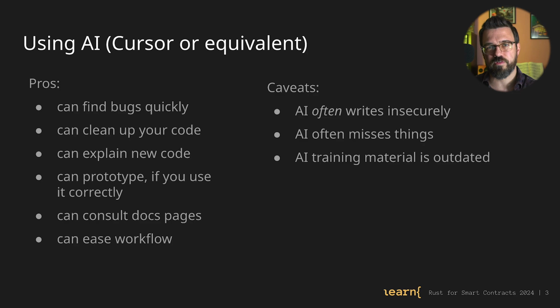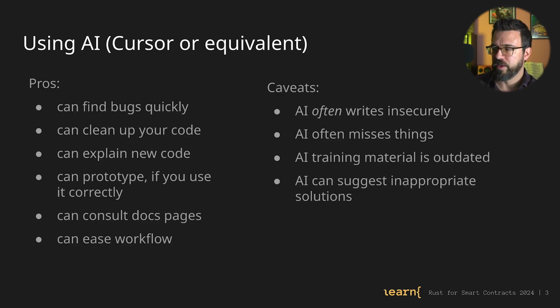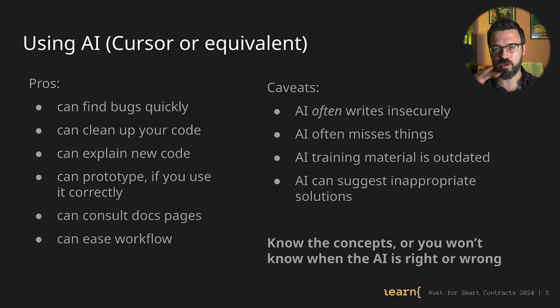Its training material is often outdated, so it will suggest things that might not even work anymore, like old schemas and old formats for old packages, or old API whatevers. It will often do that, and it can suggest inappropriate solutions. And I don't even mean inaccurate solutions, although that's definitely true, but just over the top. It'll have your smart contract doing things that smart contracts can't do, making external calls, importing libraries, using floats, whatever the limitations of your platform are. So you have to know the concepts, or you won't know when the AI is right or wrong.